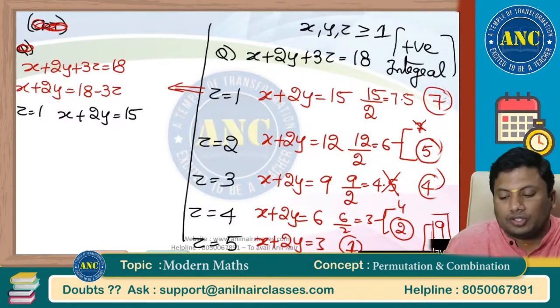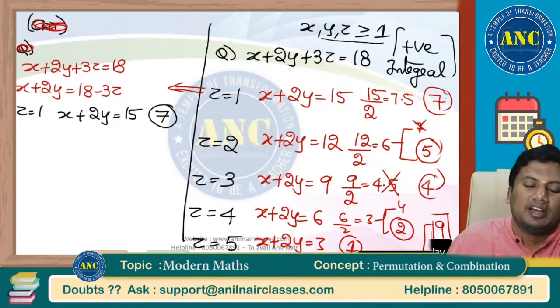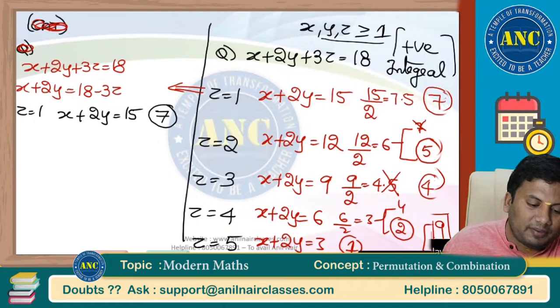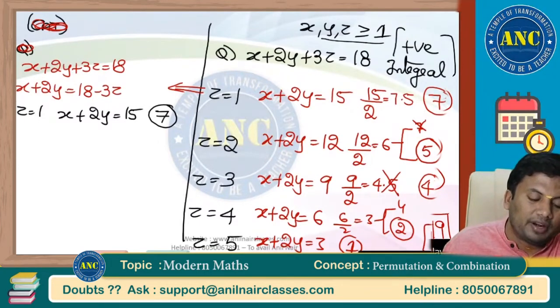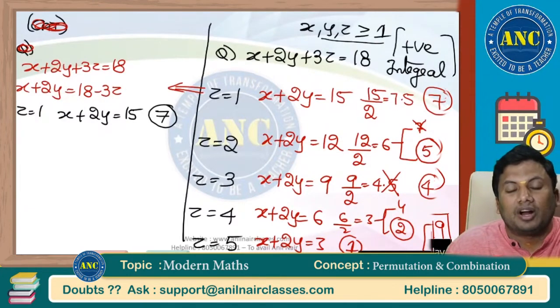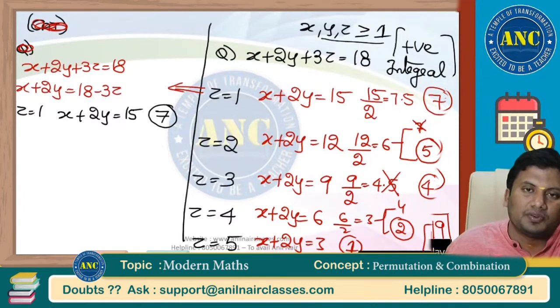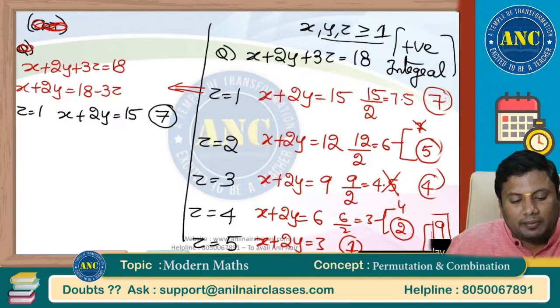Y has to start with 1, from 1 to 7. How many solutions? 7. Just by looking at the question itself, I am getting that y is starting with 1. Y value can take 1, y value can take 2, y value cannot take beyond 7. If it is 8, x plus 16 is 15, x will be negative.